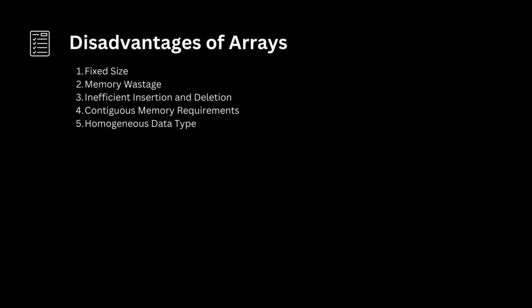Homogeneous data type. Arrays typically store elements of the same data type. If you need to store elements of different data types, an array may not be the most flexible data structure. In such cases, a collection of structures may be more appropriate.